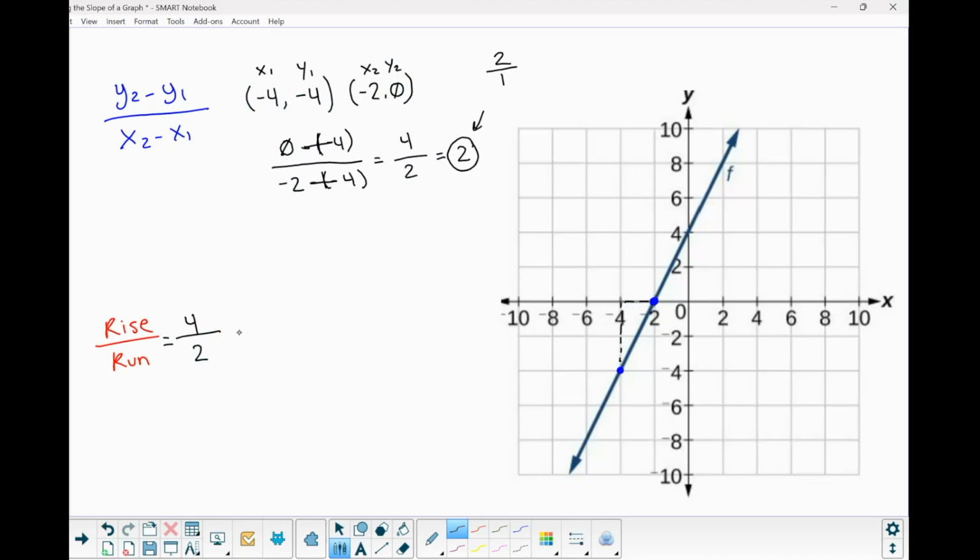4 over 2. Now 4 over 2 can be simplified to 2 over 1. 2 goes into 4 2 times. 2 goes into 2 1 time. And we get the same exact answer. All right, and that's it for today.